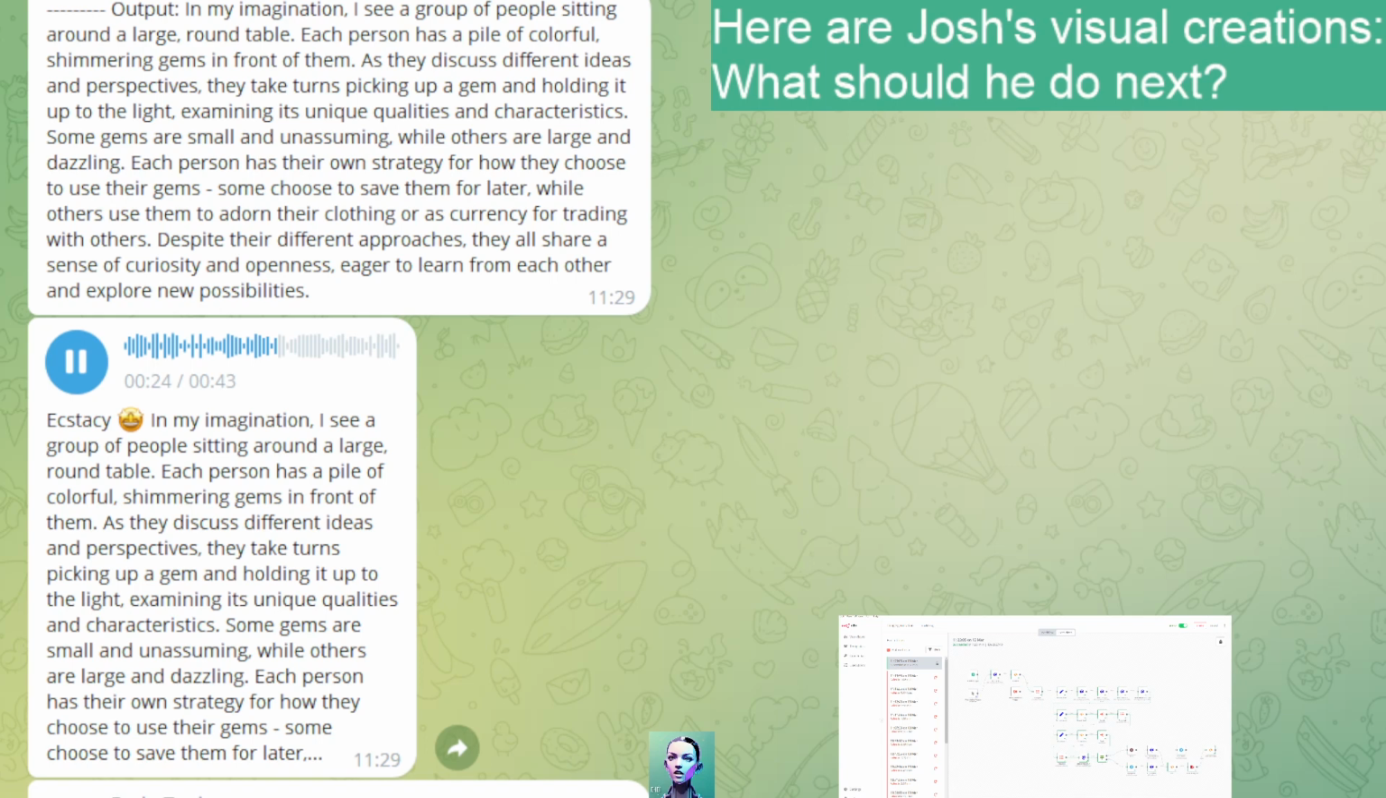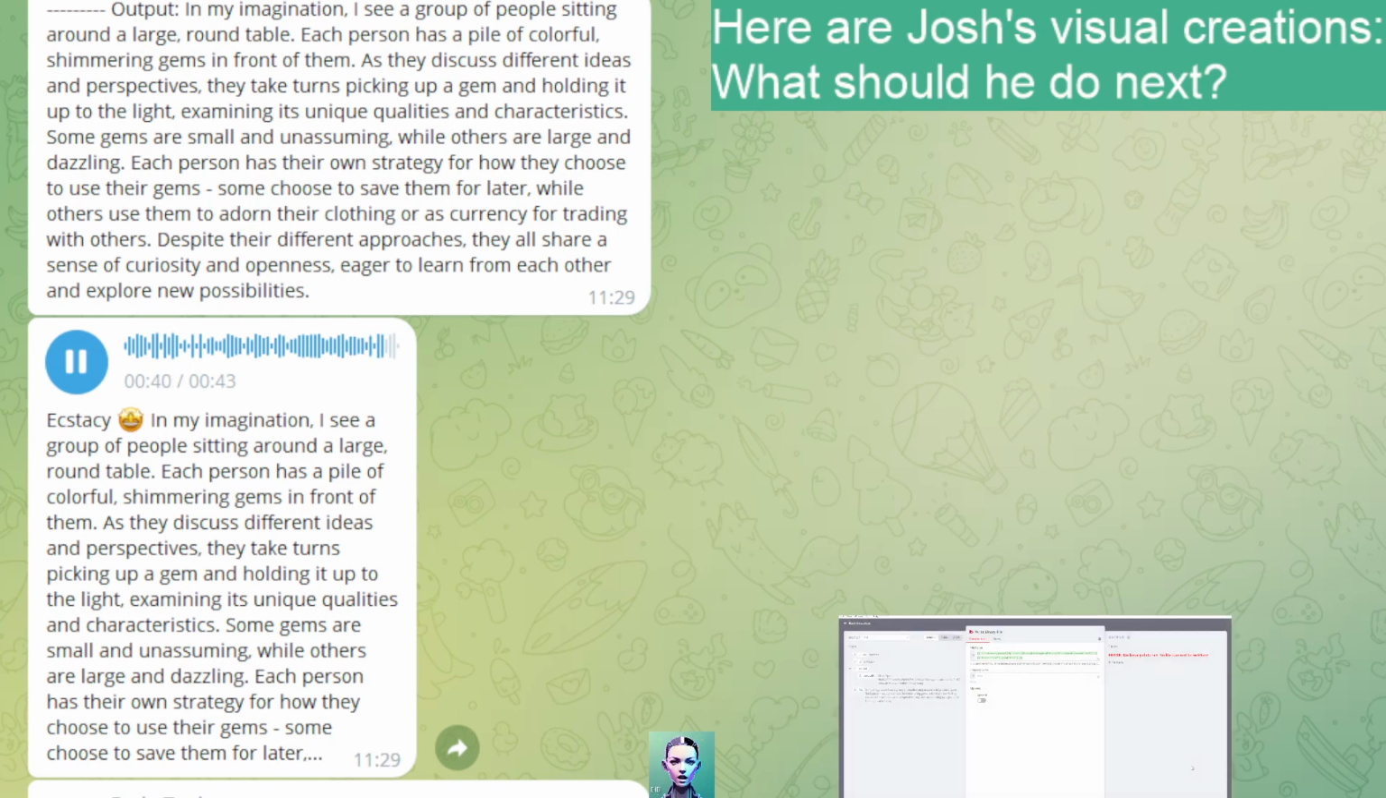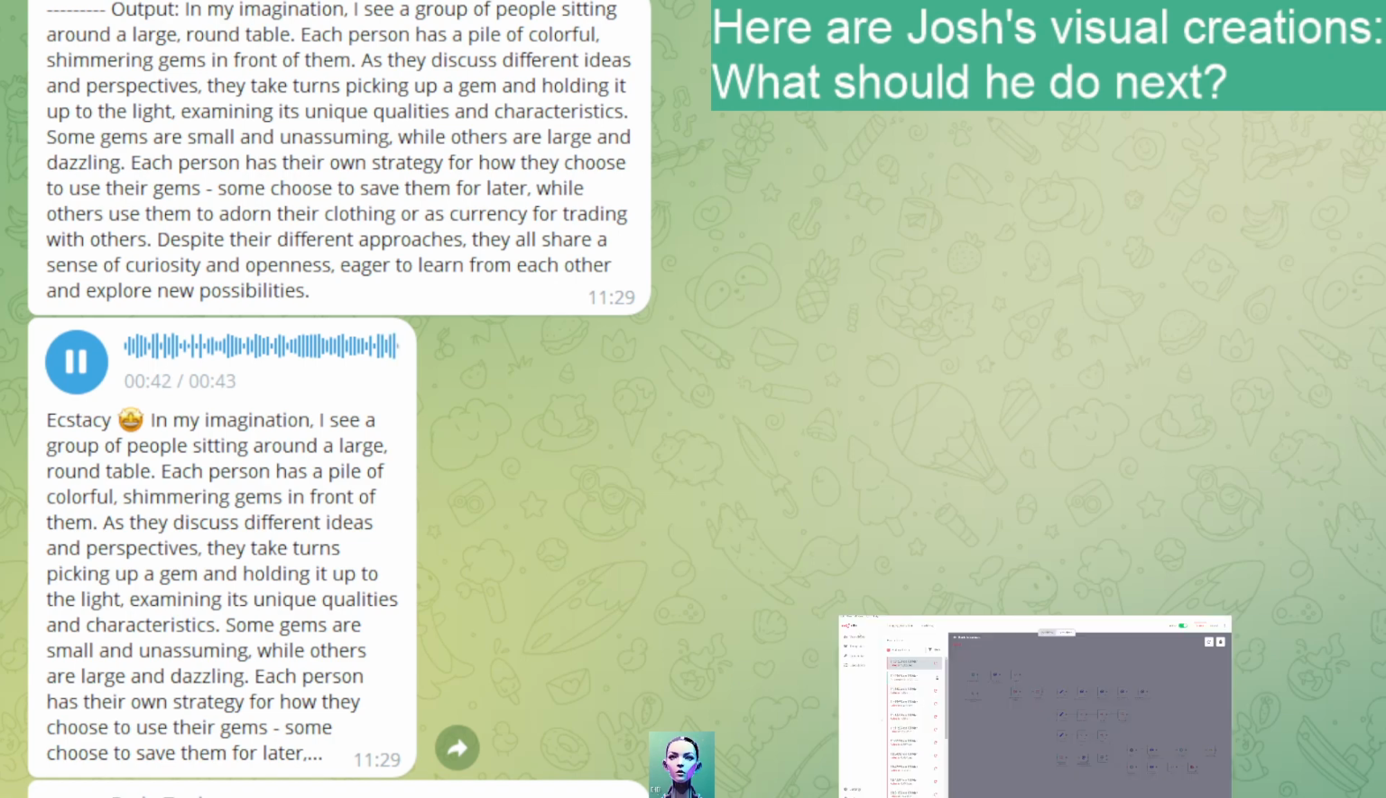Each person has their own strategy for how they choose to use their gems. Some choose to save them for later, while others use them to adorn their clothing or as currency for trading with others. Despite their different approaches, they all share a sense of curiosity and openness, eager to learn from each other and explore new possibilities.